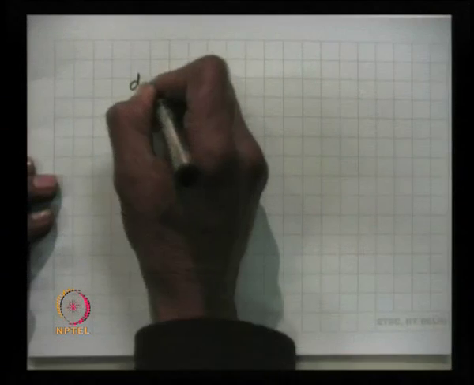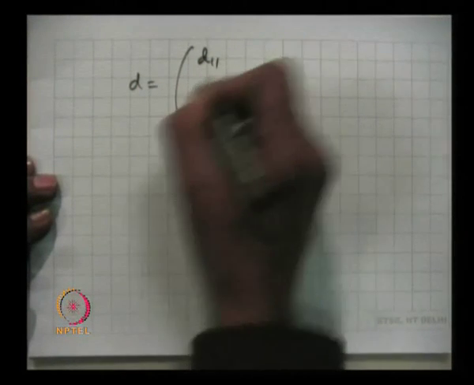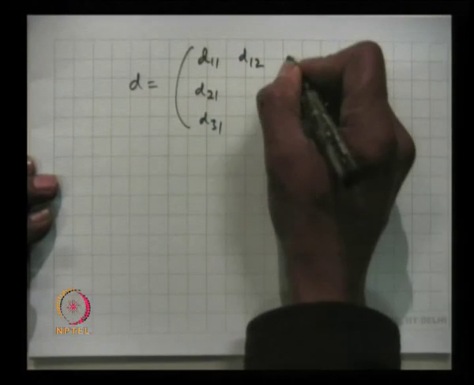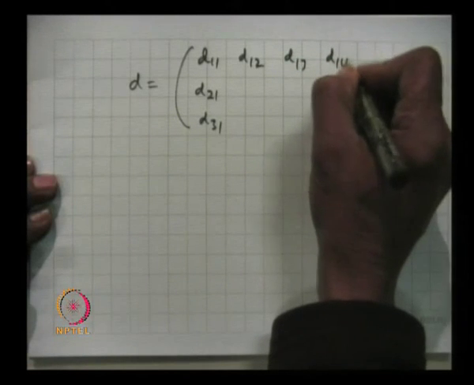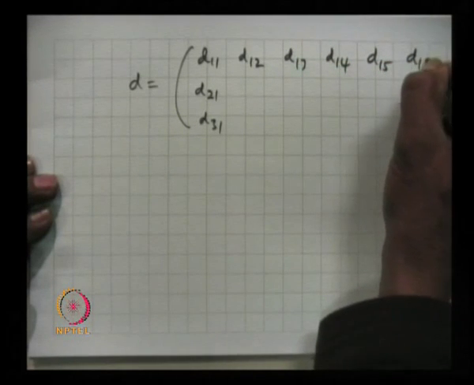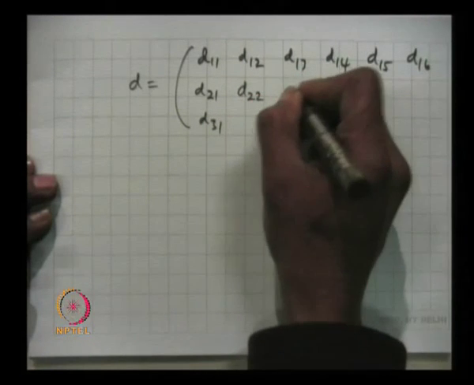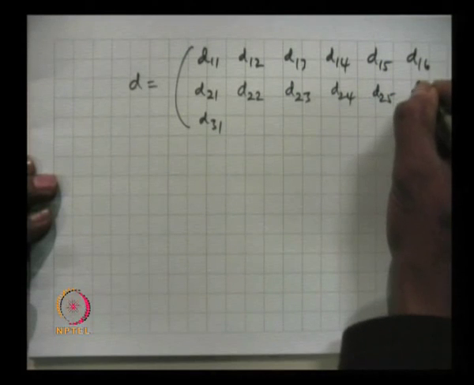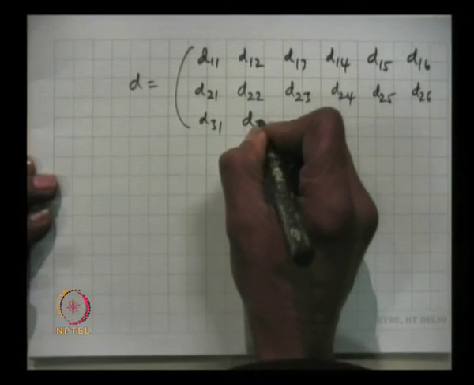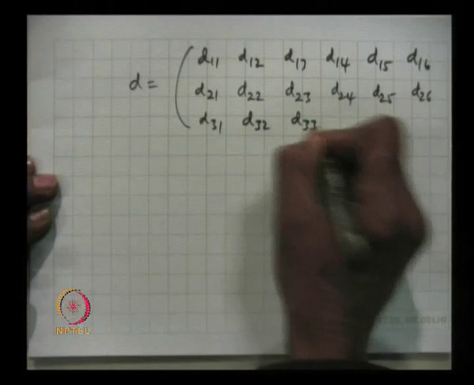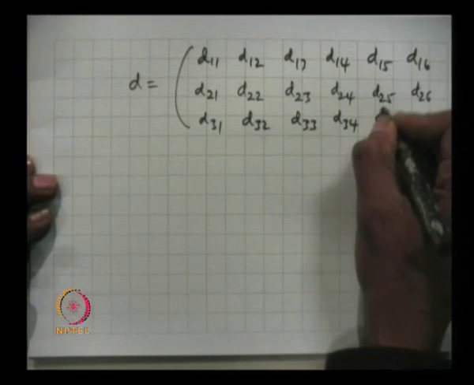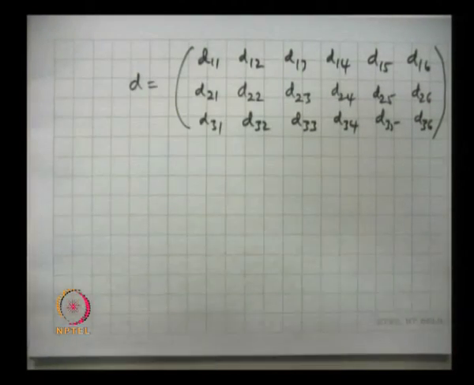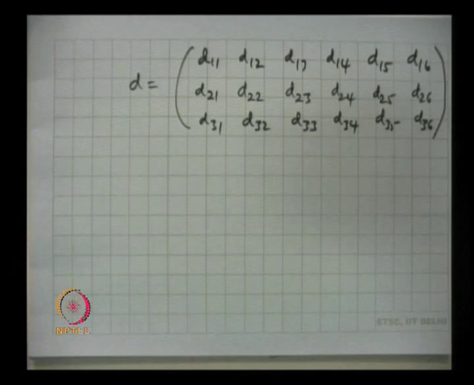Okay. So, I can write the d matrix like this. The d tensor will be d11, d12, d13, d14, d15, d16, d21, d22, d23, d24, d25, d26, d31, d32, d33, d34, d35 and d36. 18 elements instead of 27.